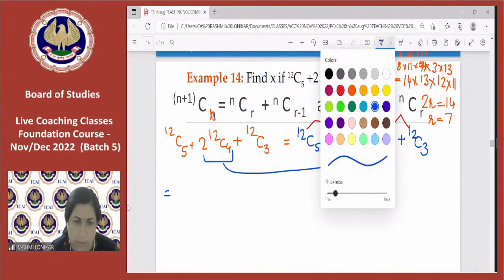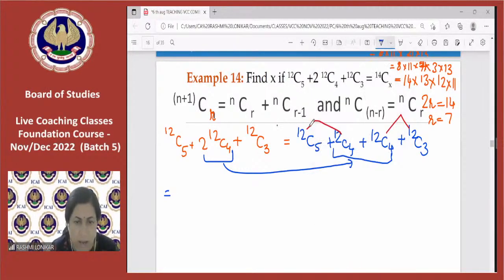Okay, I'm combining this. So what does the formula say? That NCR plus NCR minus 1. So here how much is R? 5. So 5 and this becomes 4. 5 minus 1, 4. And N are the same. So for this, I can write this as 12 plus 1 C5. Okay, 12 plus 1 C5. Plus, what will happen here? What is R? R is 4 here. 4 and 3. 4 and 4 minus 1, 3. So this will become plus 12 plus 1.